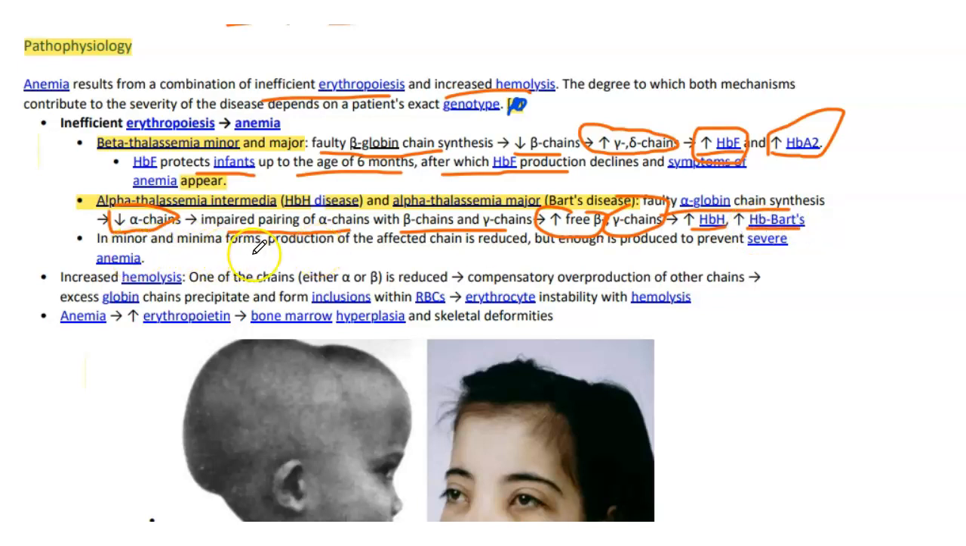In minor and minima forms, production of the affected chain is reduced, but enough is produced to prevent severe anemia. Another mechanism is increased hemolysis. One of the chains, either alpha or beta, is reduced, so there is compensatory overproduction of the other chain. Excess globin chain precipitates and forms inclusions within the RBC, so erythrocyte instability with hemolysis and anemia. Increased erythropoietin occurs in response to anemia, bone marrow hyperplasia occurs, and skeletal deformities are also present.